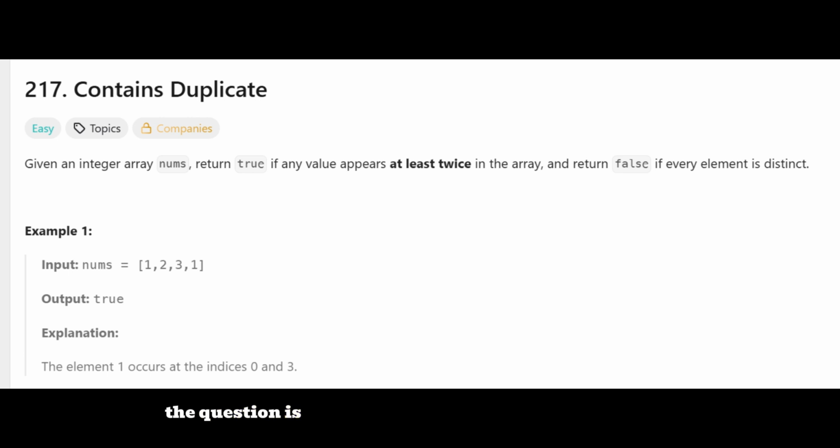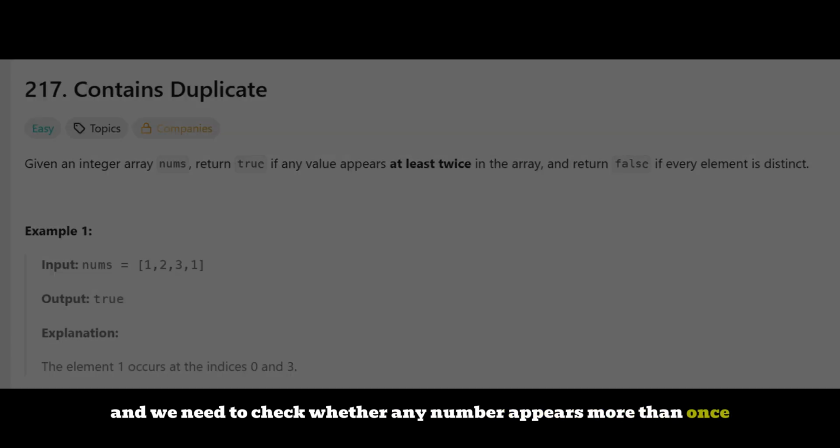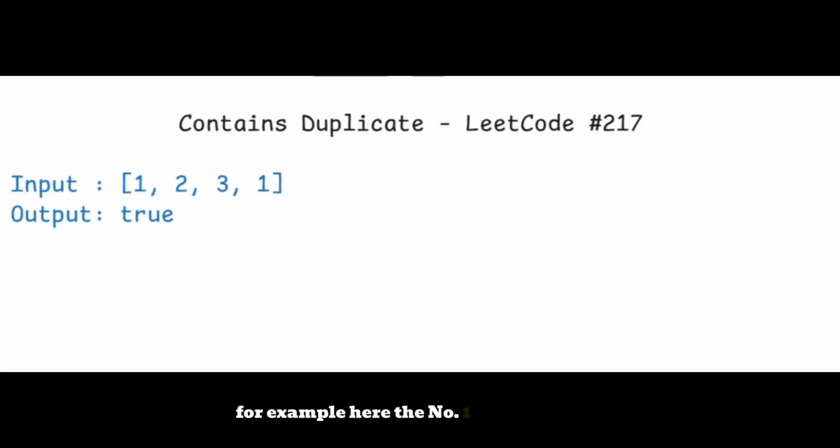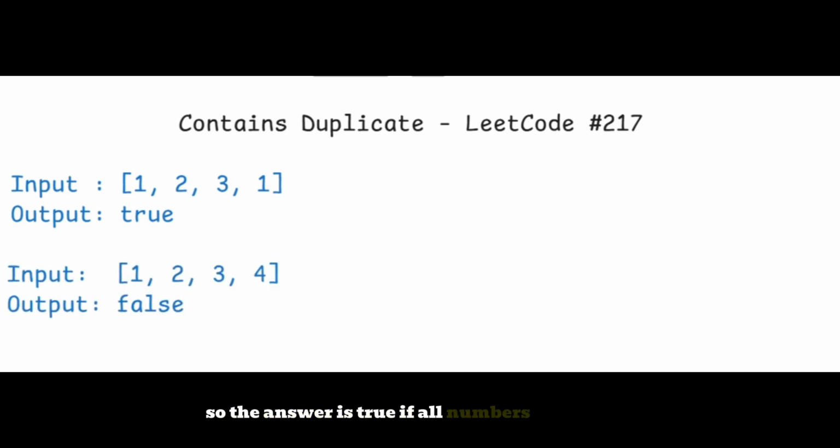The question is simple. We are given an array of integers, and we need to check whether any number appears more than once. For example, here the number 1 appears twice, so the answer is true. If all numbers are unique, then the answer is false.